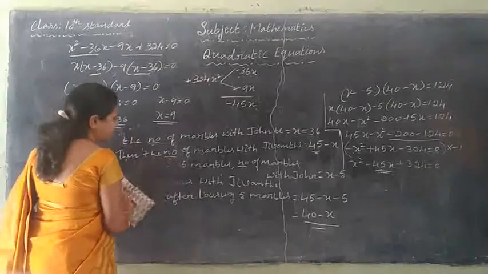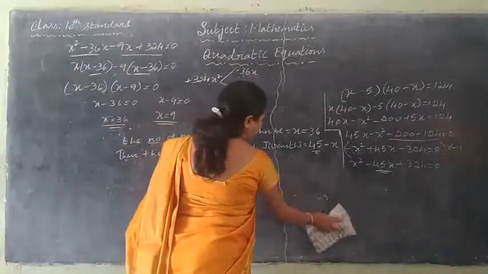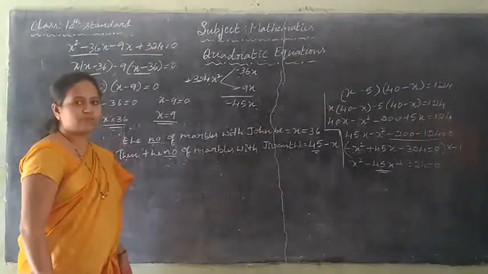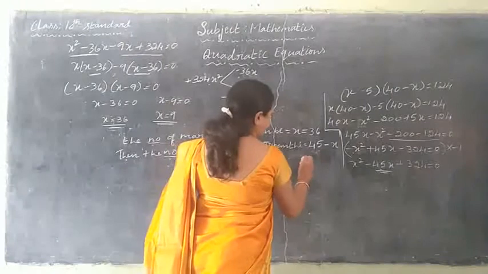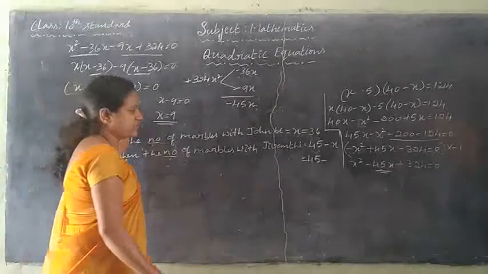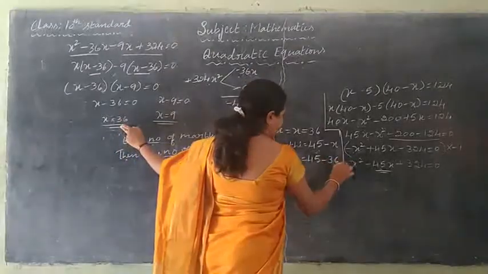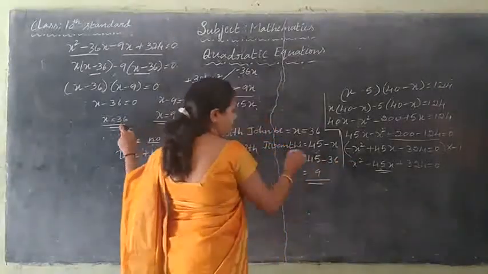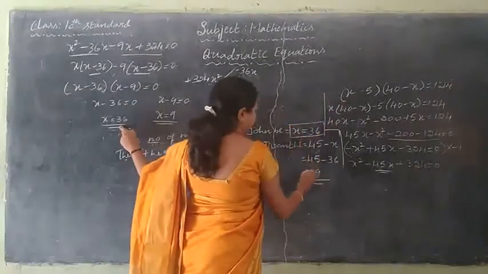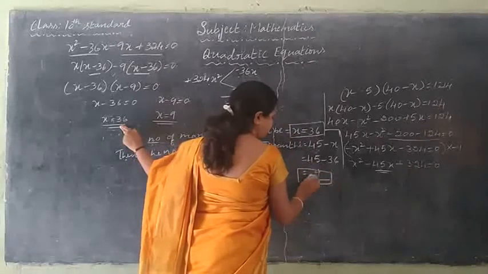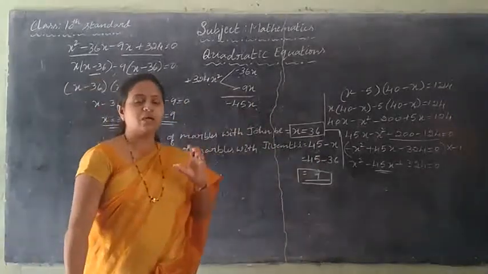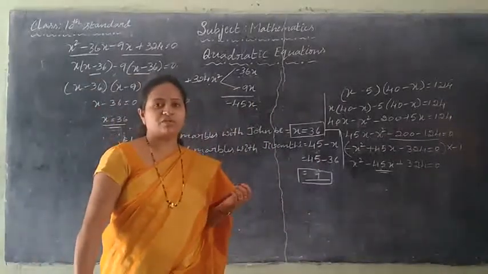Got it? Next is the number of marbles with Jivita, we have taken as 45 minus x, no children. So let it be 45 as it is. 45 minus x. x we have taken 36, isn't it? So 45 minus 36 is 9. Got it? So the number of marbles with John is 36 and the number of marbles with Jivita is 9 children. So add both the things, you are going to get 45. That is the total number of marbles both of them are having.